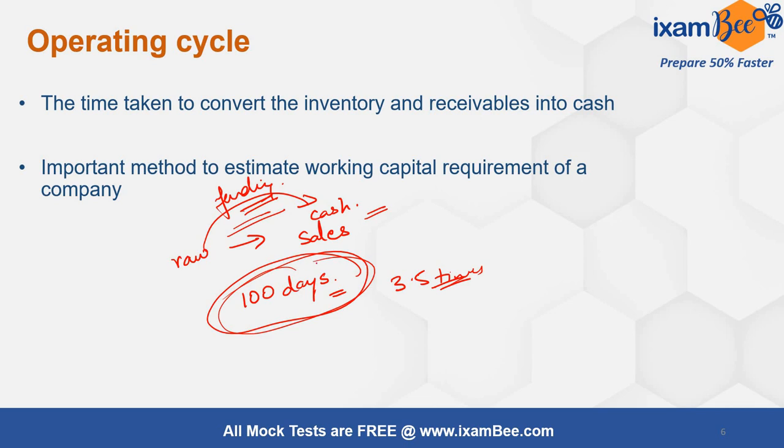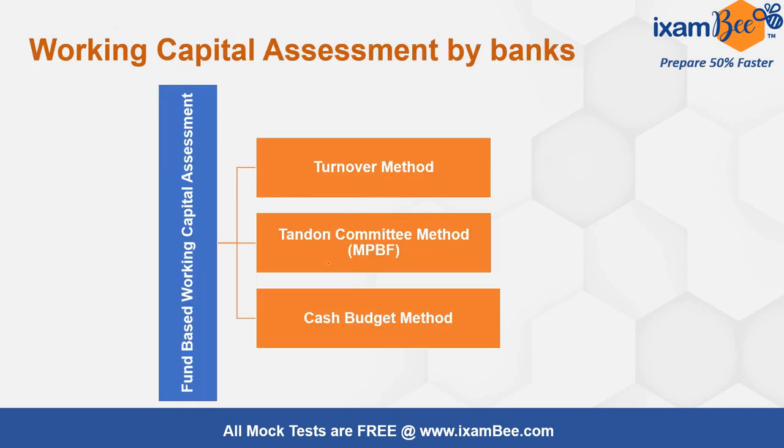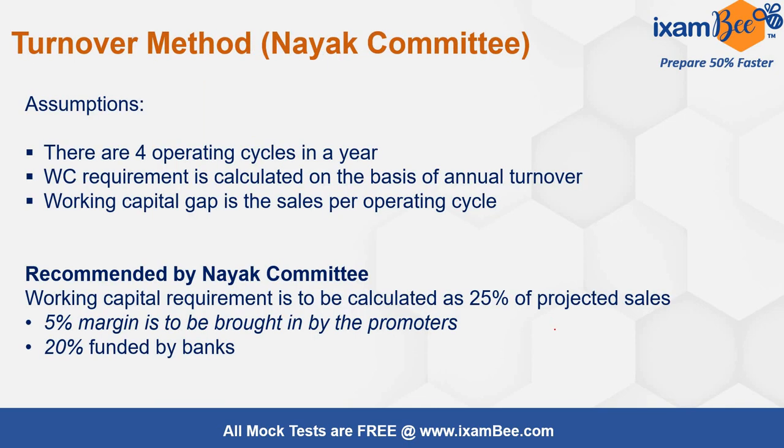So how do banks actually assess? There are three methods which banks use to assess the working capital requirement of the borrower, and on that basis extend the working capital limits. For example, it could be the CC limit, the cash credit limit, which are certain kinds of fund based limits which banks can give to companies. The three methods usually talked about are the turnover method, the Tandon committee method, which gave the maximum permissible bank finance method, and the cash budget method. Let's quickly look at each one of them.